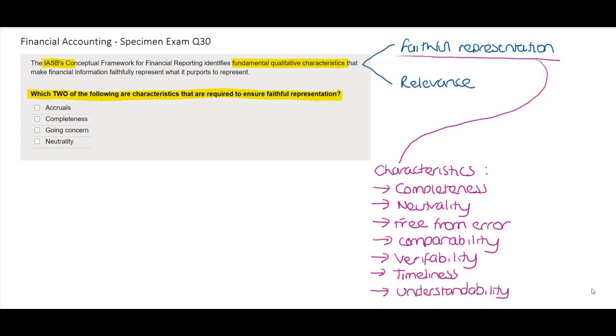When answering this question to decide which two of the following characteristics are required to ensure faithful representation, we can see that our second and our fourth options match two of the characteristics in our list. Accruals and going concern are not characteristics as they are accounting concepts which underpin the preparation of the financial statements.